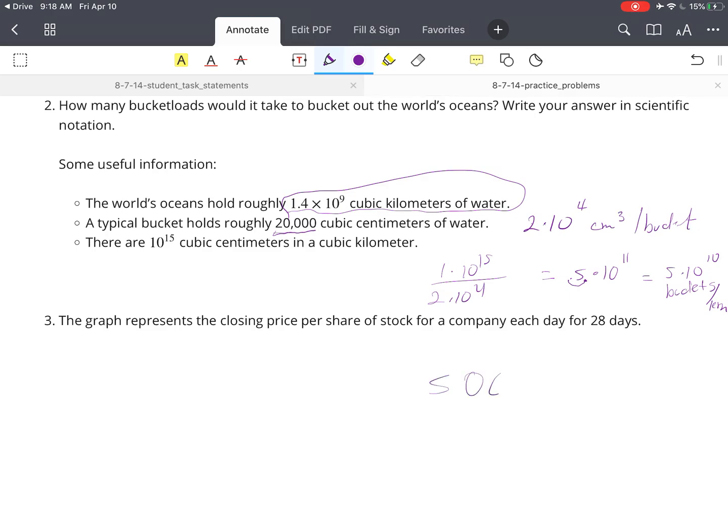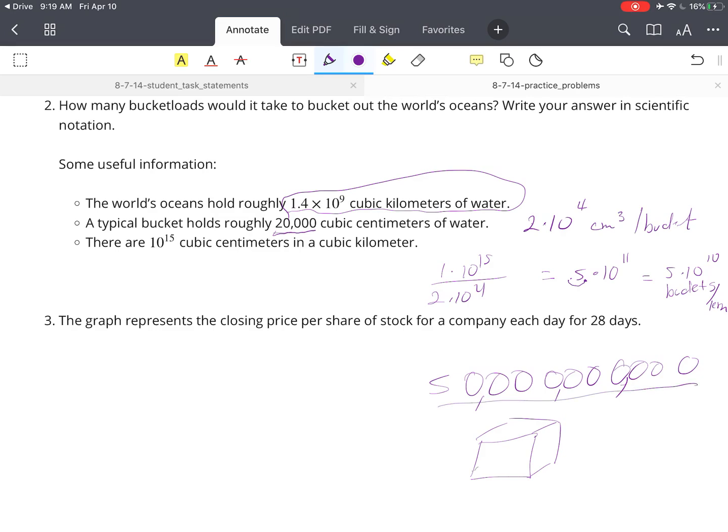That's 5 followed by 10 zeros. This is how many buckets you would need. That's 50 billion buckets you would need to do just 1 cubic kilometer. And cubic meaning, if you were to have a cube where each side measures 1 kilometer, that's about 0.6 of a mile.